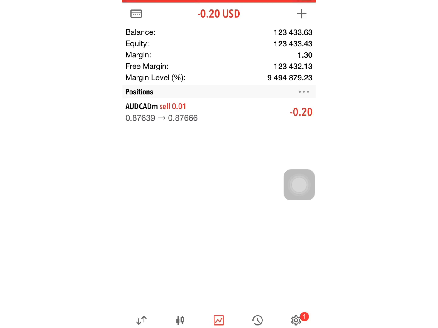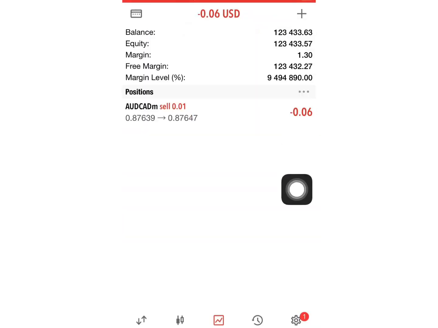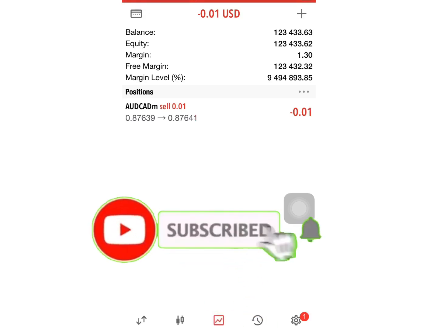For every pip, right now I'm running two pips against me, right? That's why you're seeing 0.2. This right now is one pip against me. This is literally, nope, it's almost coming to my direction. You understand what I'm saying? So anytime you see minus 0.1, it means that the market is running against you with just a pip movement.